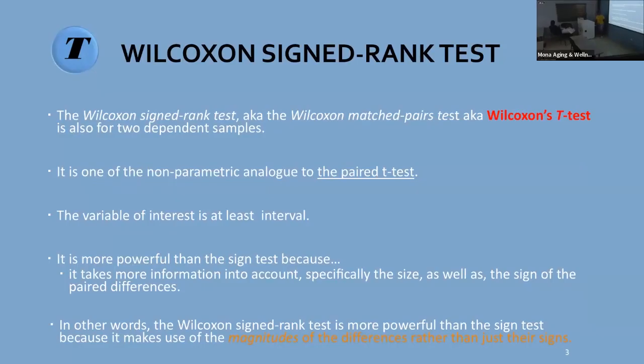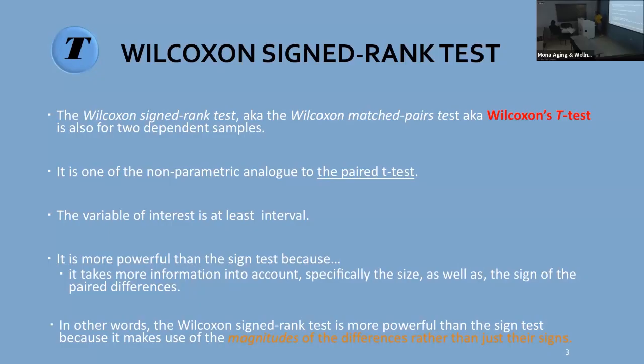All right, so we kind of said some of this before, but I'll say it again just for emphasis. The Wilcoxon signed rank test is also called the Wilcoxon matched pairs test. You may also see in some books the Wilcoxon's T, uppercase T, Wilcoxon's T test. So remember the regular t test is lowercase t. So you may see the Wilcoxon's uppercase T test. And it's also for two dependent samples. It's the non-parametric analog for the paired lowercase t test.